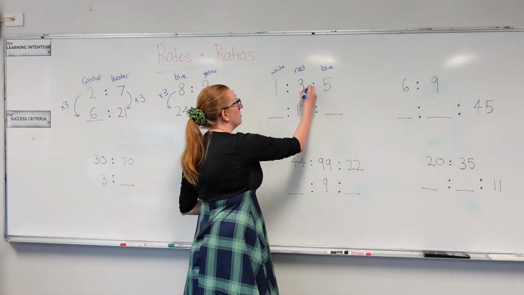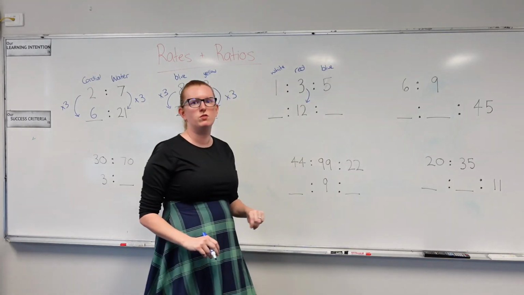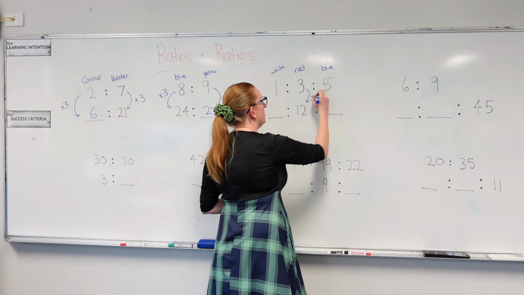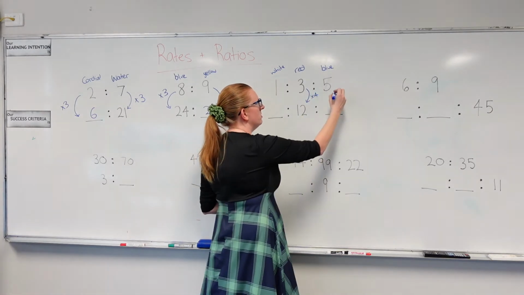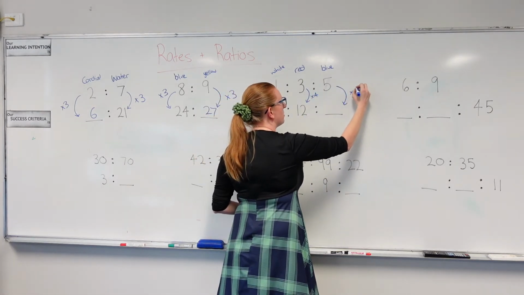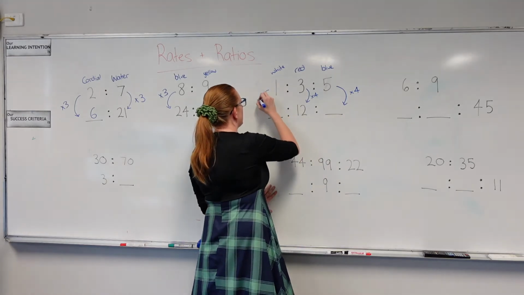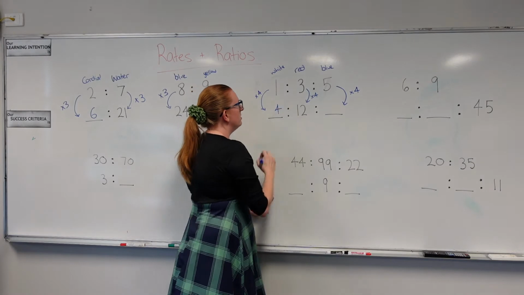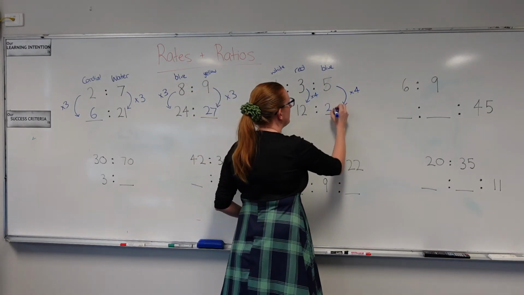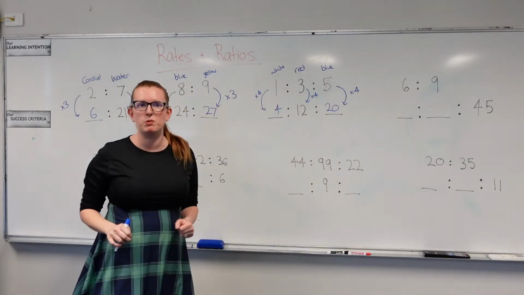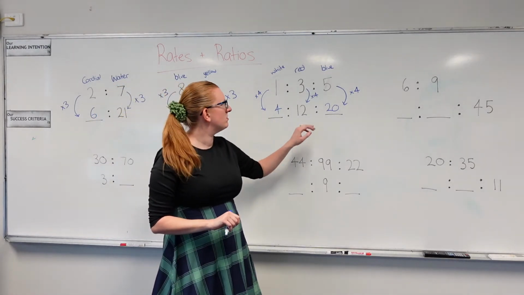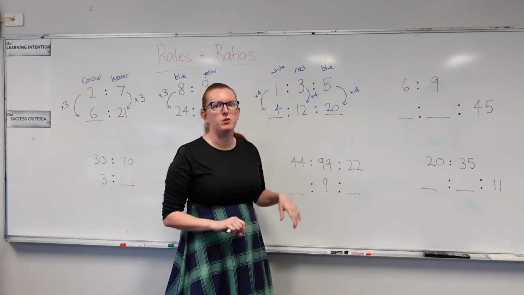So how do you go from 3 to 12? I'm going to times by 4. Okay, so if that's been times by 4, this has to be times by 4, and this has to be times by 4. So 1 times 4 gives me 4, 5 times 4 gives me 20. Okay, so if I was mixing up this purple colour, I'd need 4 litres of white, I'd need 12 litres of red, and 20 litres of blue paint.